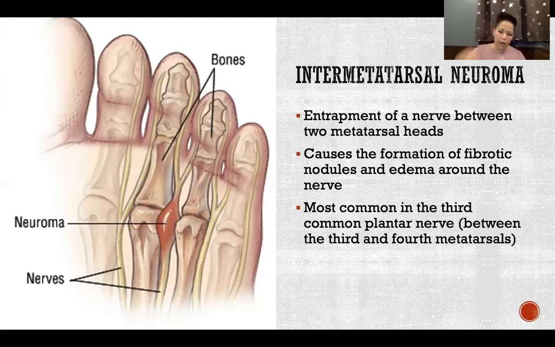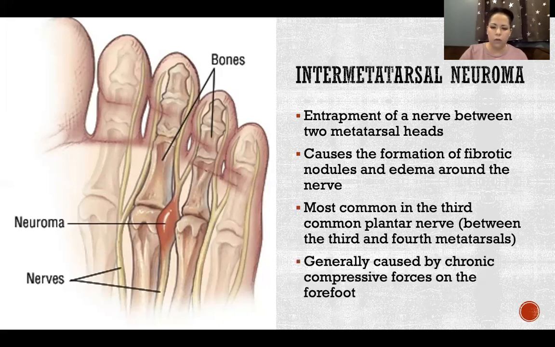Okay, so most common in the third common plantar nerve, that's the one that we see the neuroma in this picture here, between the third and fourth metatarsals, but it can happen really in any of these nerves. Generally caused by chronic compressive forces in the forefoot. So generally it would be that kind of side to side compressive force on the ball of the foot. But then also, if you combine that with wearing high heels, where you're shifting more weight onto the ball of the foot too, that will make it worse and more likely to occur.